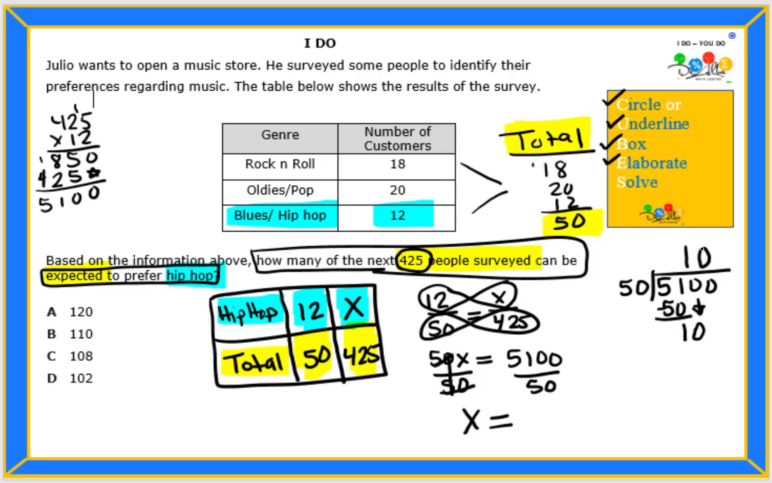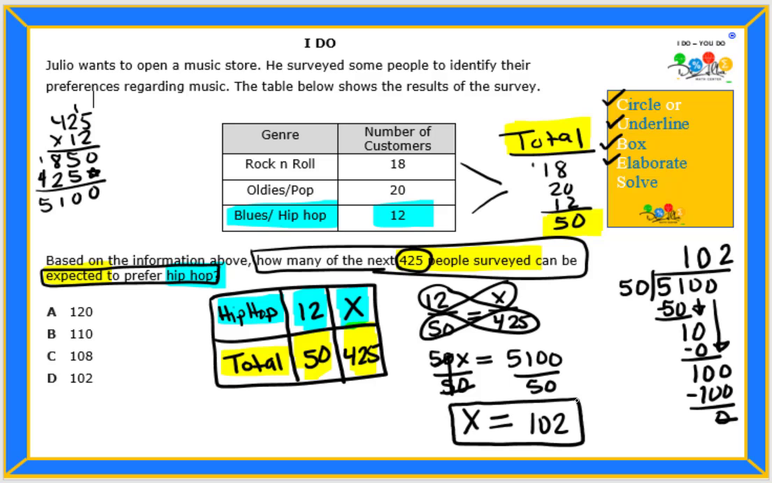It goes in 0 times. We have to put that 0 there. So 50 times 0 is 0, and we still have 10, and now we can bring down our next 0. And 50 goes into 100 2 times, because 50 times 2 is 100. And now we are done. So x equals 102. So we have solved our problem. We got x equals 102. So the correct answer is D.